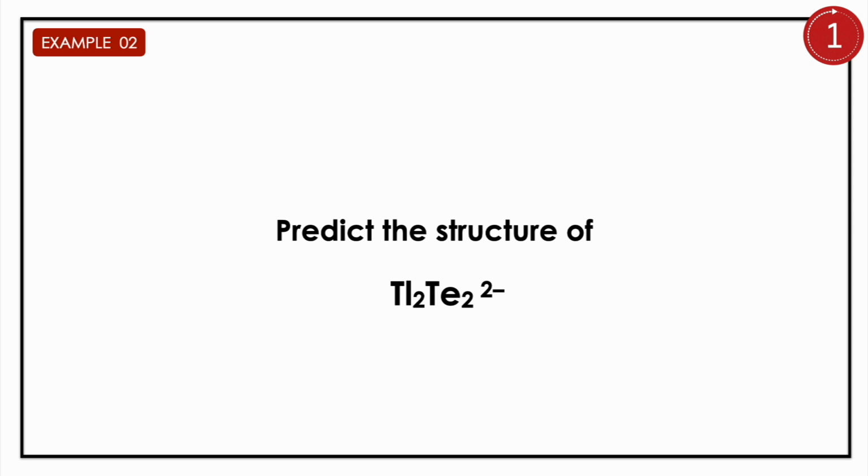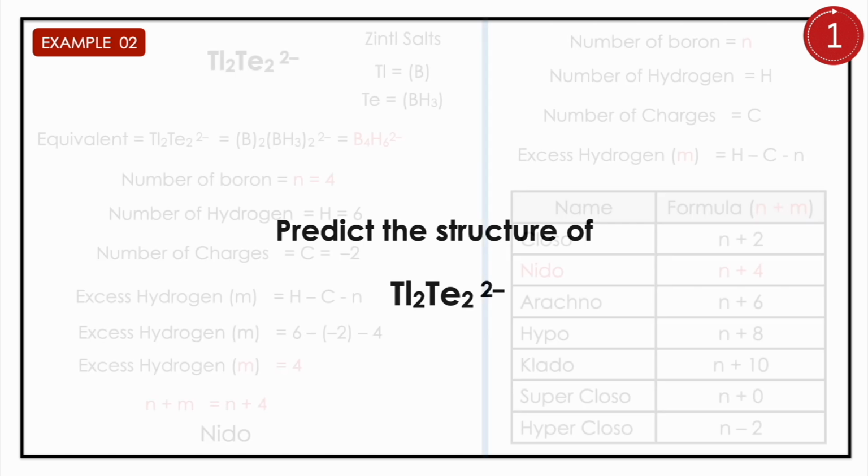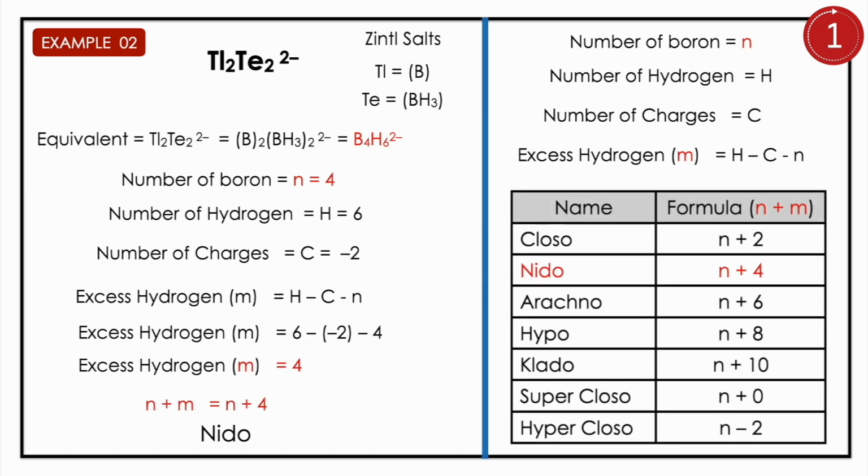Then the next example, you have to find the structure of Tl2Te2, thallium and tellurium with charges. You should find the structure using Wade's rule. Here there is no carbon, no borane. Technically it's a Zintl salt. It's a metal cluster with two metals.